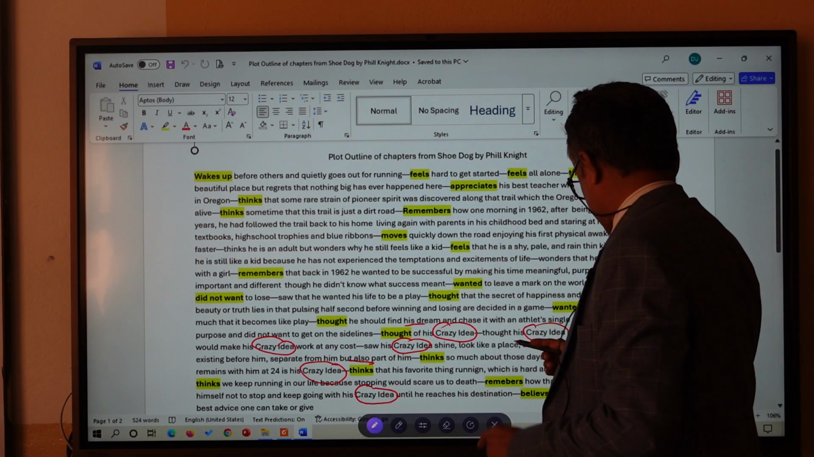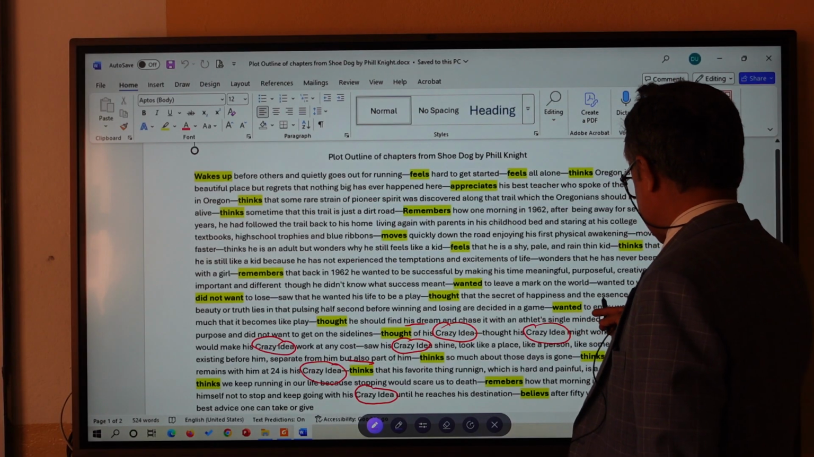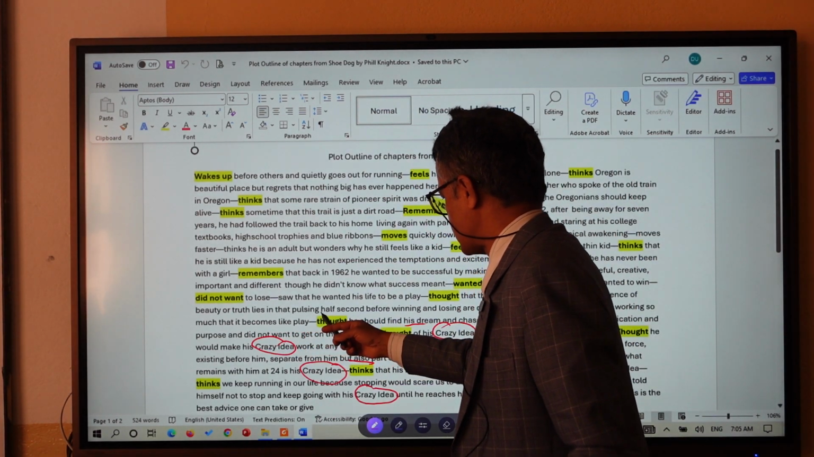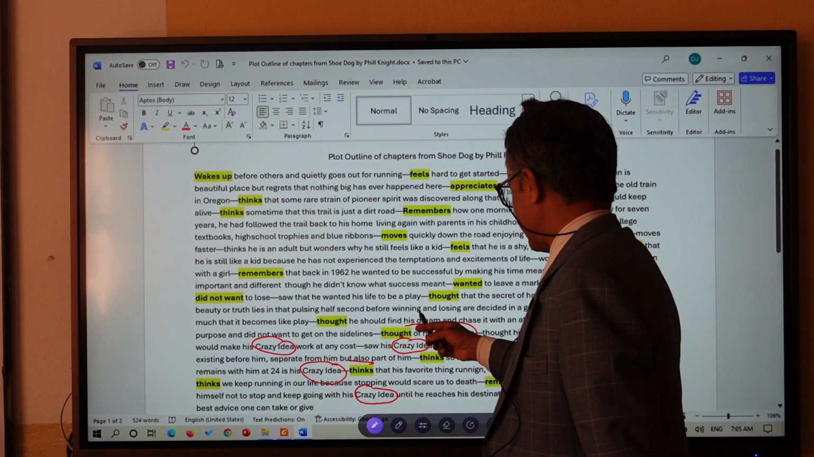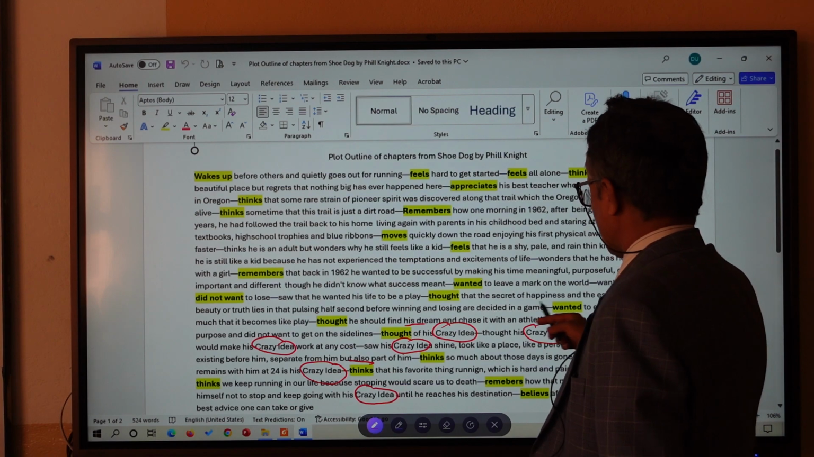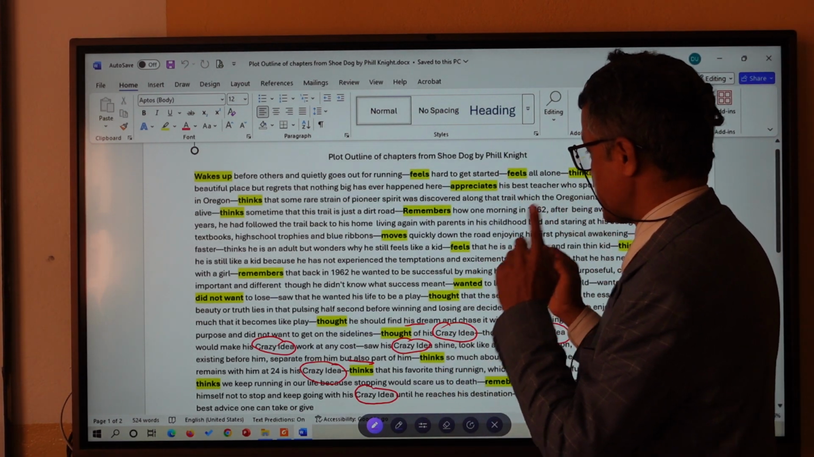Go back a bit here. He thought that the secret of happiness and the essence of beauty or truth lies in that pulsing half second before winning and losing are decided in a game. He wanted to enjoy working. A bit earlier, I want to show you where he exactly gets the crazy idea.